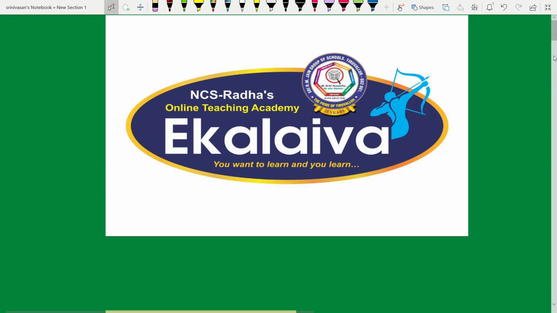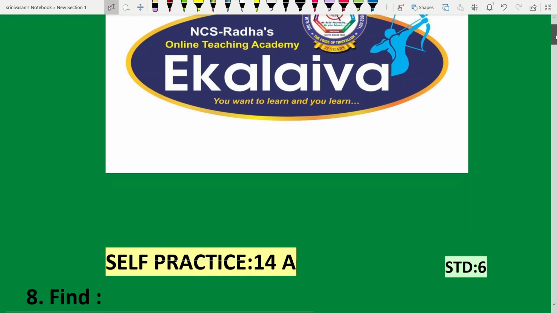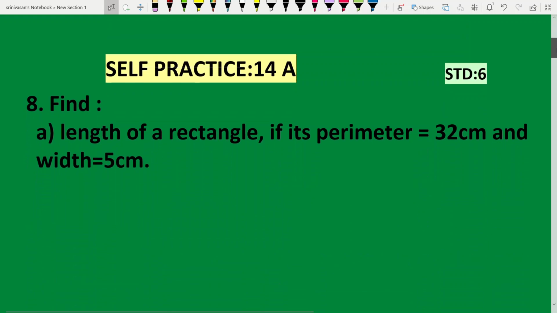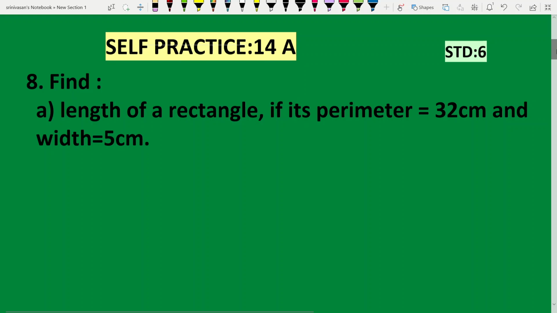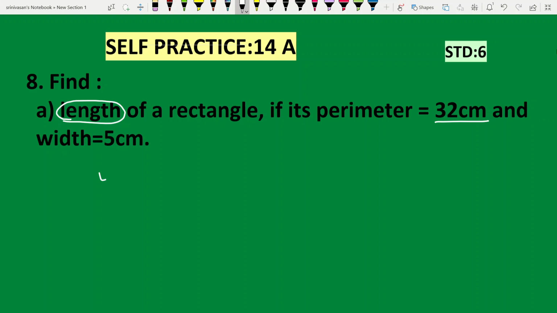Today we are going to practice exercise 14A from 8th question. We are going to find out the length of a rectangle. In the first question we are going to find out the length of a rectangle if its perimeter is 32 centimeter and the width is 5 centimeter. Width is nothing but the breadth. So breadth equals 5 centimeter.